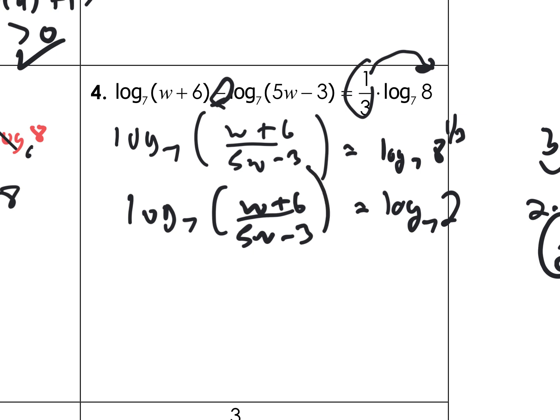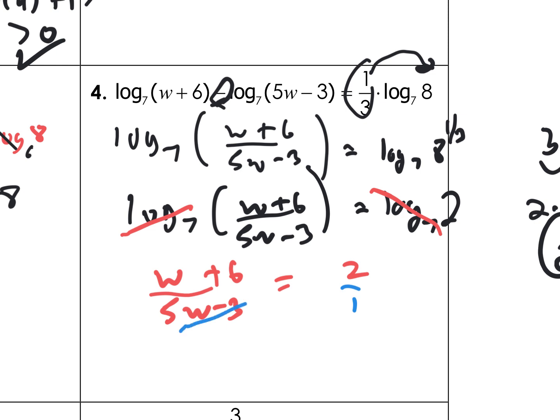But I know for a fact that that goes away and that goes away, leaving w plus 6 over 5w minus 3 has to be a 2. And just pretend that this is a 2 over 1. It's just called a proportion. So some of you learned it as a butterfly method, whereas this gets multiplied by this and this gets multiplied by that. So w plus 6 must be equal to, let me distribute that 2 into each of these terms.